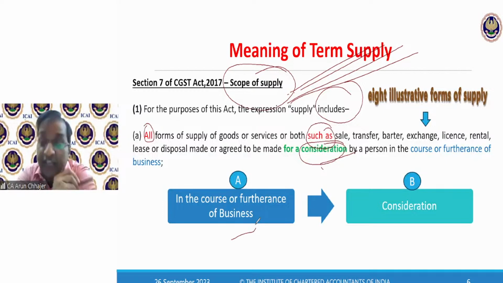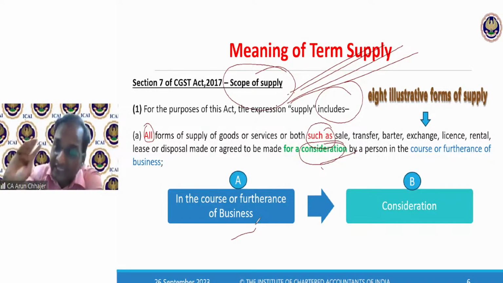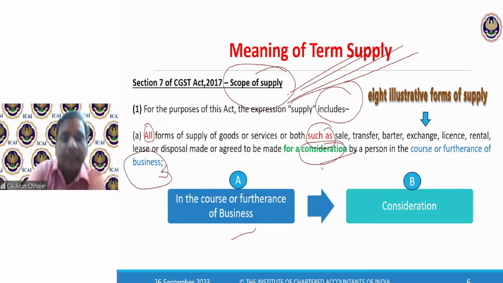That has to be there to treat any transaction as supply. It means if I am doing any personal transaction, let's say I have a scooter, I have a motor car, and I sold the motor car. Do I need to pay the GST? That is my personal motor car. Do I need to pay the GST? The prima facie answer would be no. Reason? Because the business element is missing.